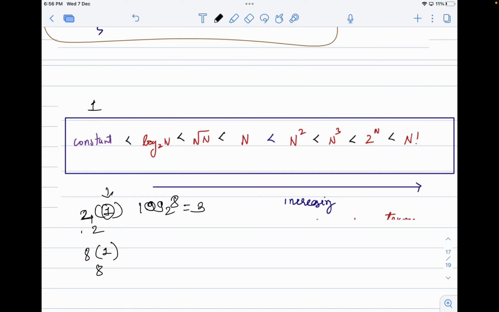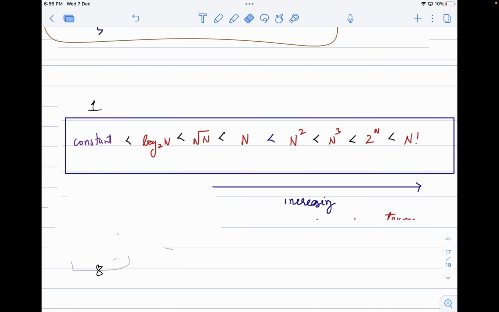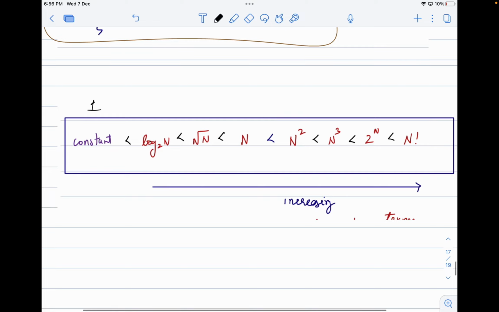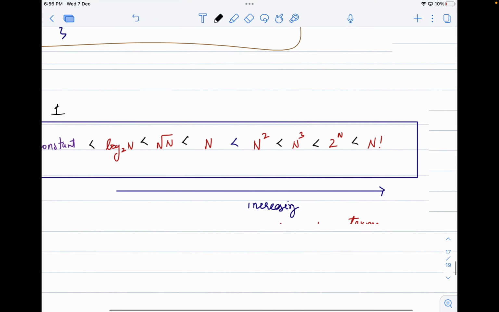3, but iterations are happening, 3 iterations, but this is happening in a single line. So this is 3 iterations, this is 1 iteration, or you can say the single line. So single line is 1 and this is 3 iterations, so 3 is always greater, which means constant is less than log n and log n is greater than constant.